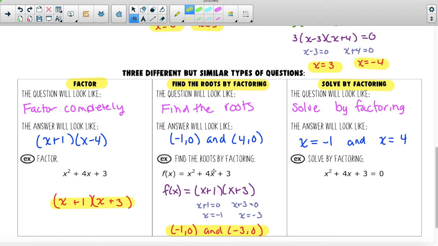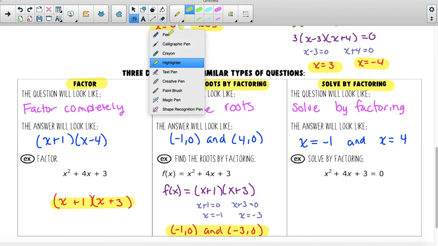So if we were factoring it, we have to keep the f of x equals, y equals, so that we know we're going to be looking at the graph of the problem. But for solving, same exact problem, but now it says equals to 0. That's the difference between finding the roots and solving. Finding the roots has a y equals or an f of x equals. Solving has equals to 0. So I want the solution.